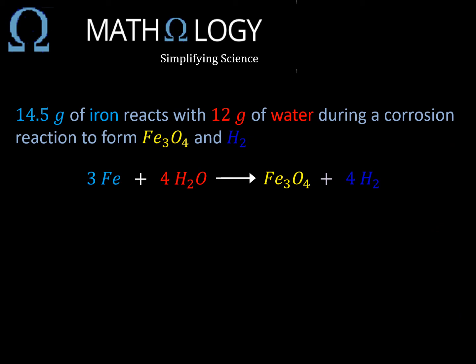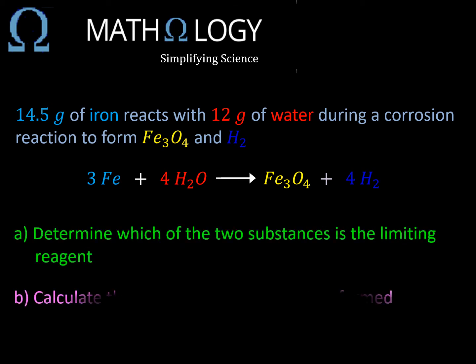14.5 grams of iron reacts with 12 grams of water during a corrosion reaction. Determine which of the two substances is the limiting reagent, and calculate the mass of Fe3O4 that will be formed.